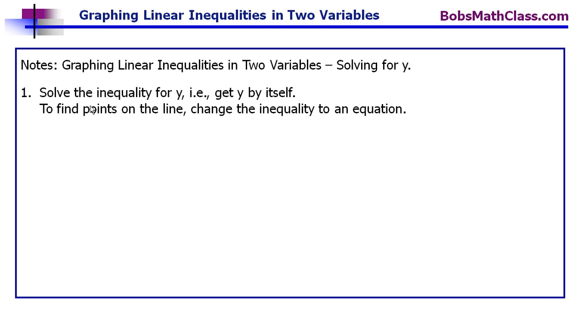Okay, so some notes. Solve the inequality for y. In other words, get y by itself. And to find points on the line, change the inequality to an equation. So we just need points that are on the line. Right now we're going to choose values for x, but you could use any method you want. You could actually use the intercept method. That's another way of doing it. Or once you have y by itself, you could also use the slope and the intercept. Once you have the intercept, then you could get points by using the slope, rise over run.